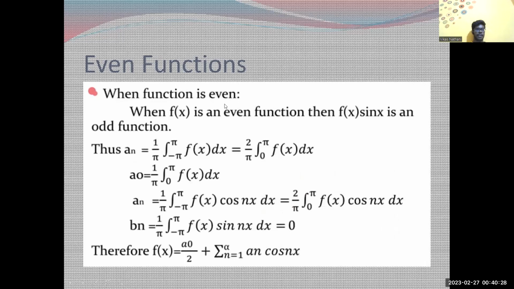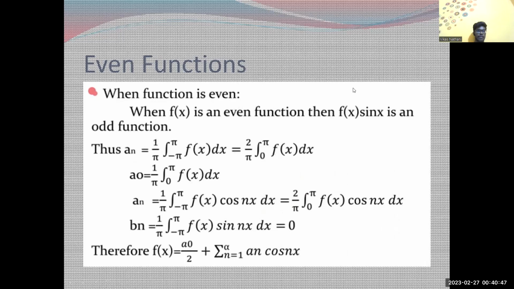when the function is even. Now, in the previous slide we discussed Fourier series. There was a doubt about why we have brought Fourier series into even functions. So this is the reason. Let's discuss it in the present slide.